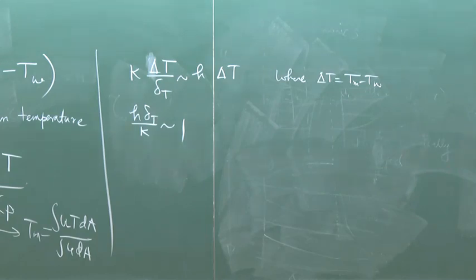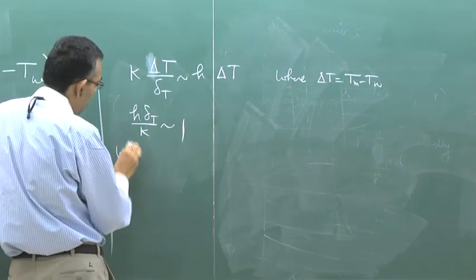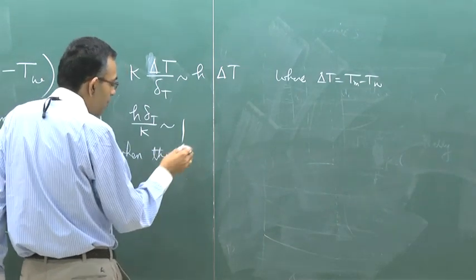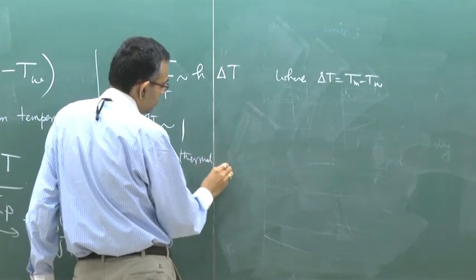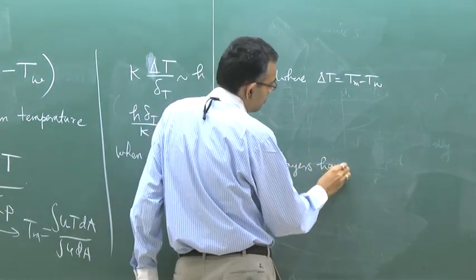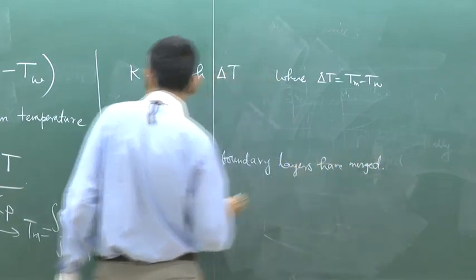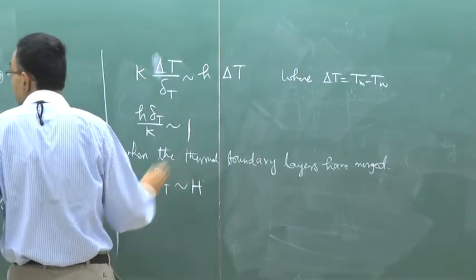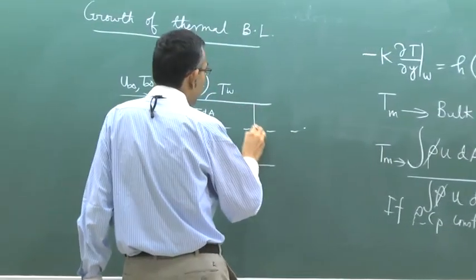When will it become a constant? When delta T does not change anymore. That means when the two thermal boundary layers have merged. When the two thermal boundary layers are merged, then delta T is half height of the channel, right? Or for a circular pipe, it is the radius of the pipe. So when the thermal boundary layers have merged or met, this is the half height of the channel h.